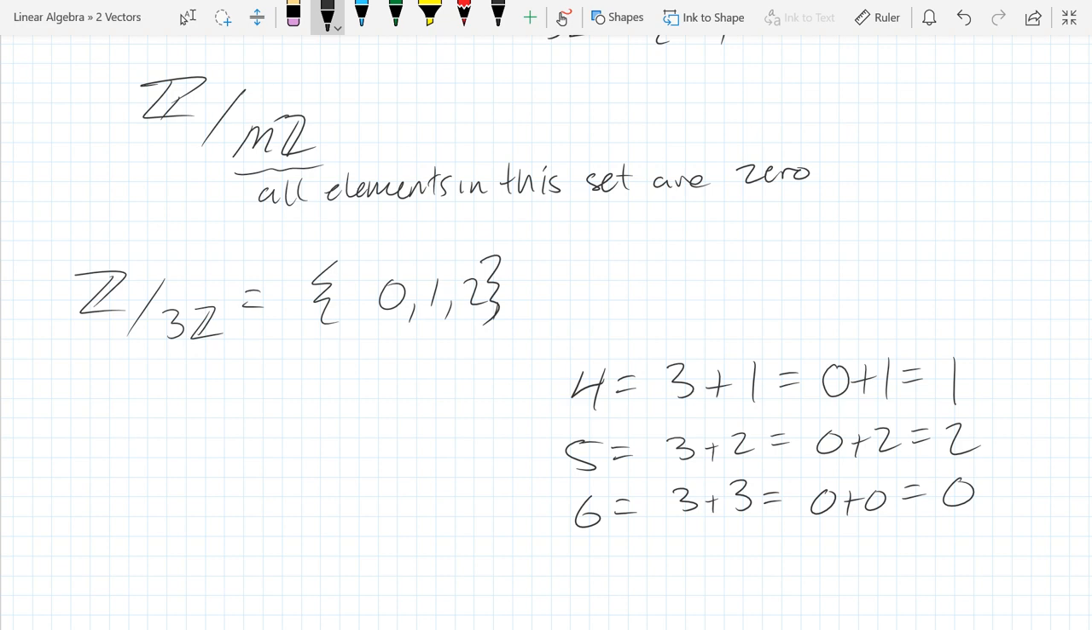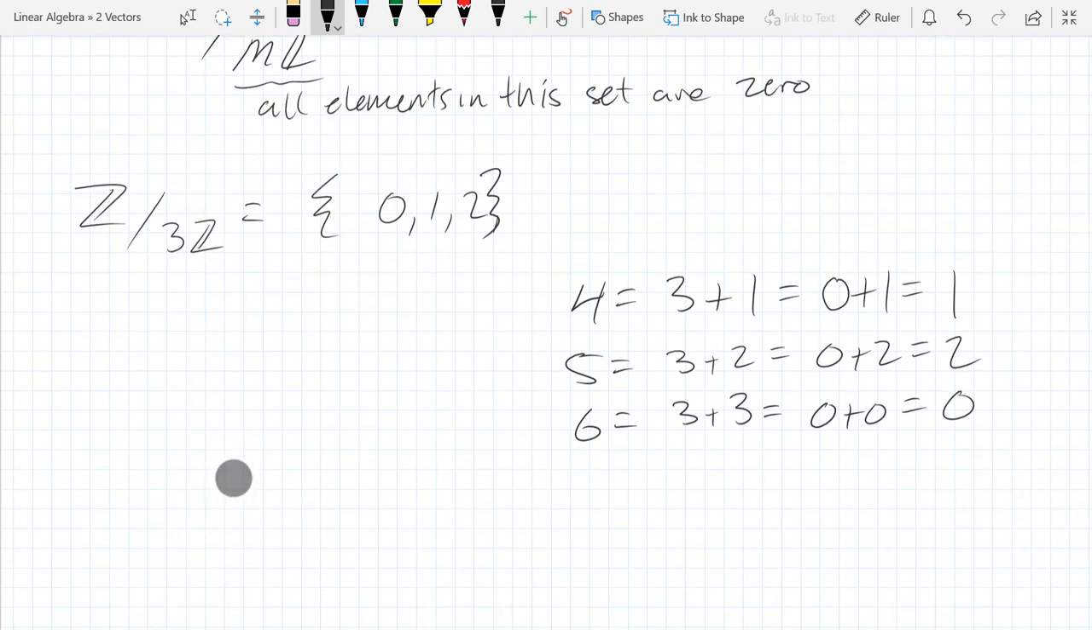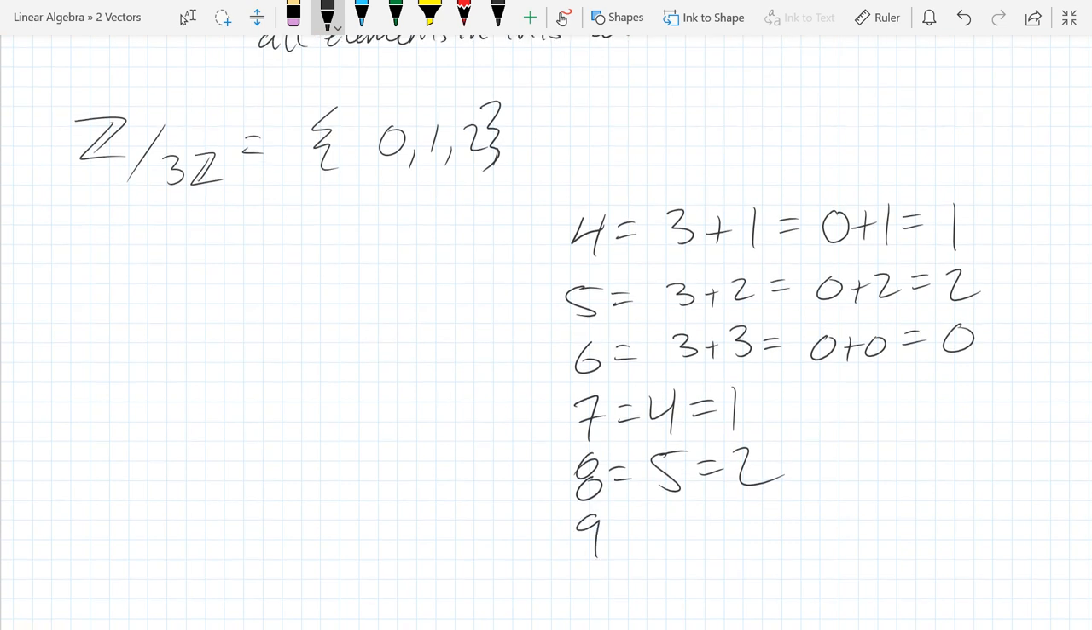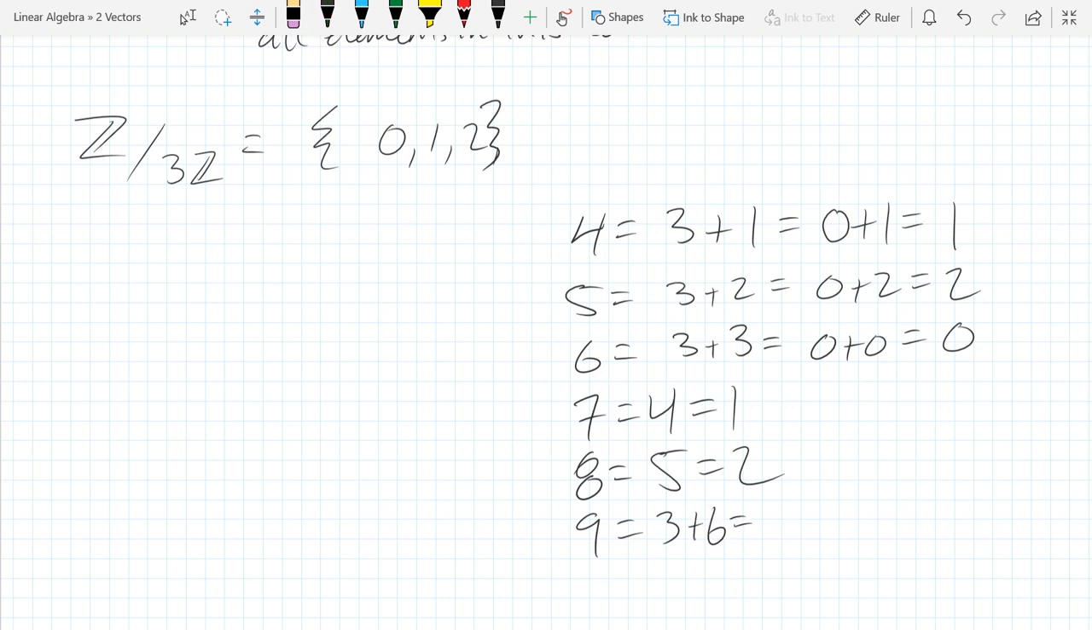Hopefully you can see, what would 7 equal? It would be 4 plus 3, which is 4, which is 1. And what about 8? It could reduce to 5, reduce to 2. 9 is 3 plus 6, or 9 is 6, which is 3, which is 0.